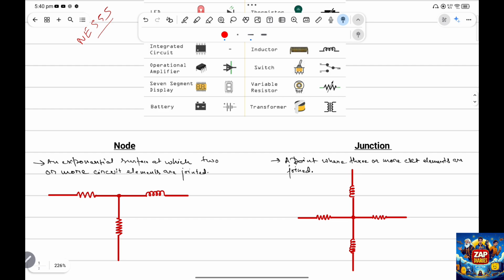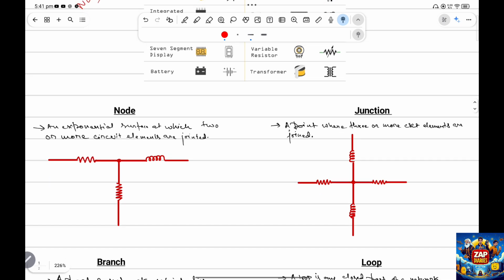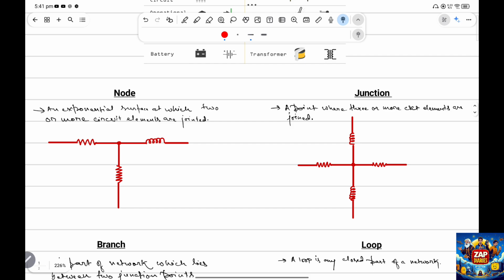For an in-depth overview of how a transformer works, you can check the transformer series in the power system playlist. Okay, so now diving into the nodes and junctions.